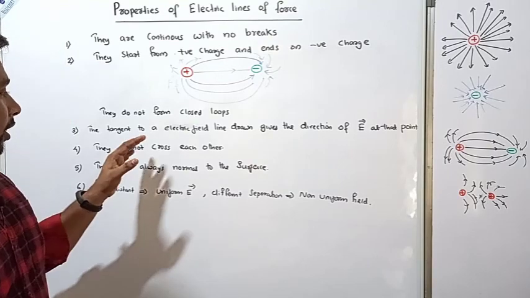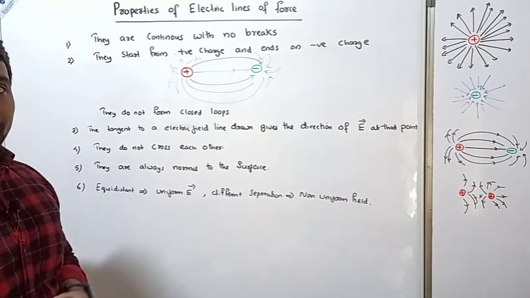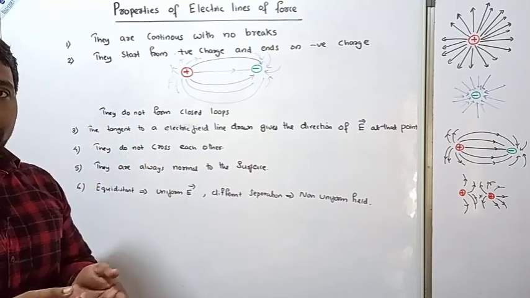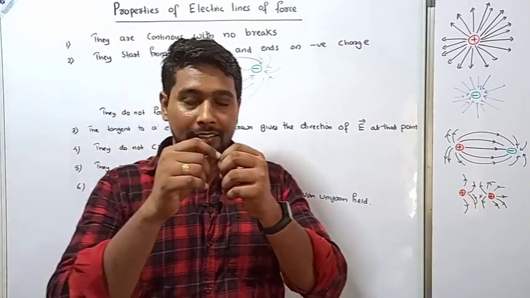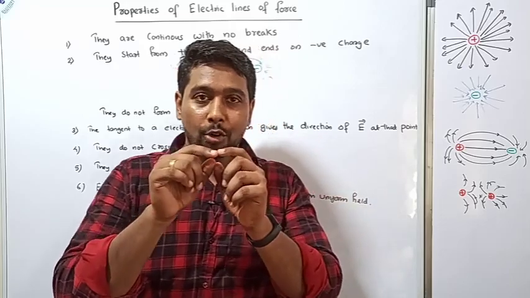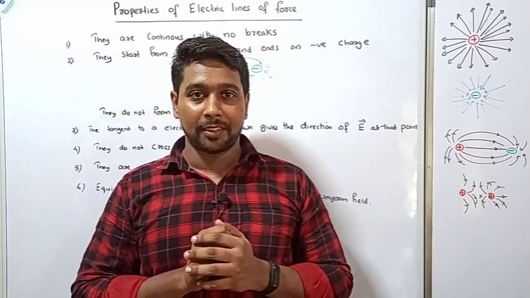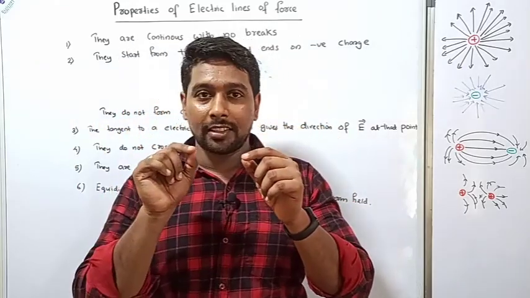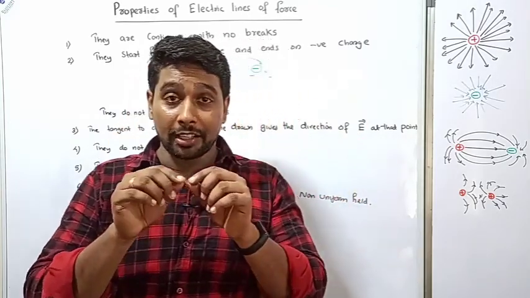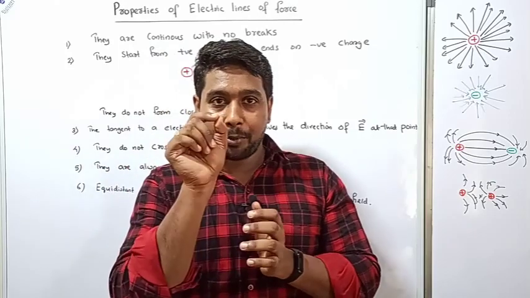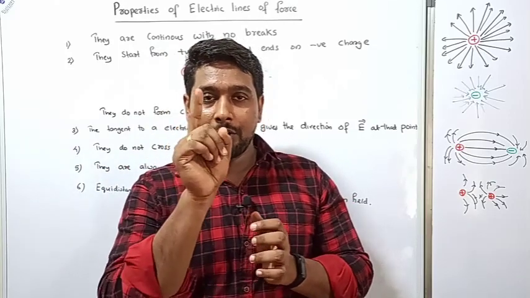And also they do not cross each other, which means they will not intersect. If they intersect, we can draw two tangents at a point. Two tangents means for a single point we are getting two directions. At a point, the electric field has only one direction.